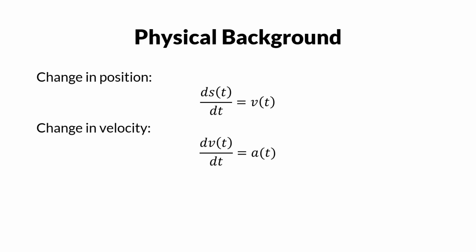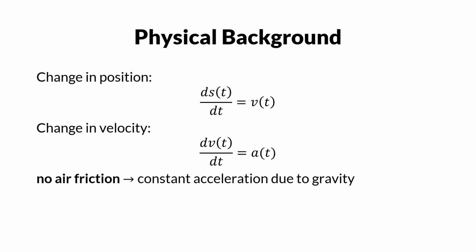As we have learned in physics, the change in position can be stated as a derivative, that is, the change of position in an instantaneous change of time. Likewise, the change in velocity, the acceleration, can be written as a derivative in this equation. Because we assume no air friction, the acceleration of the ball will be constant due to gravity in the negative direction, because we said the upwards direction is positive and gravity pulls the ball downwards.